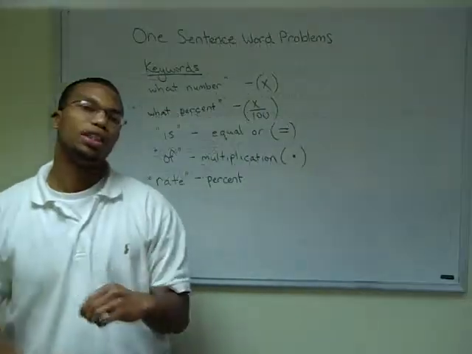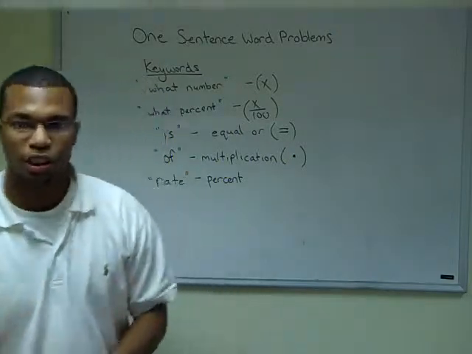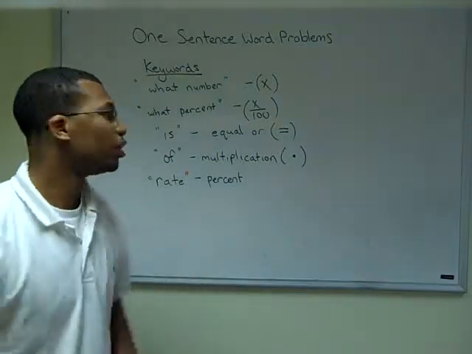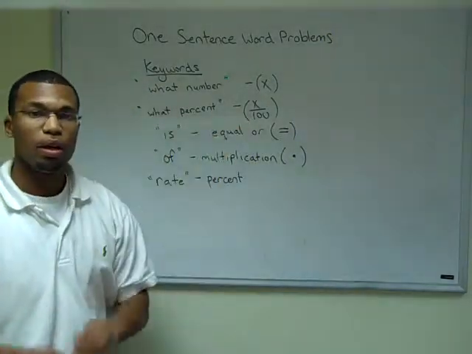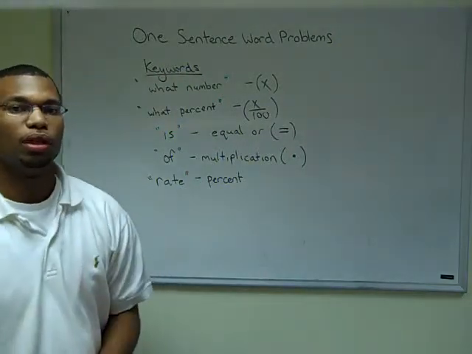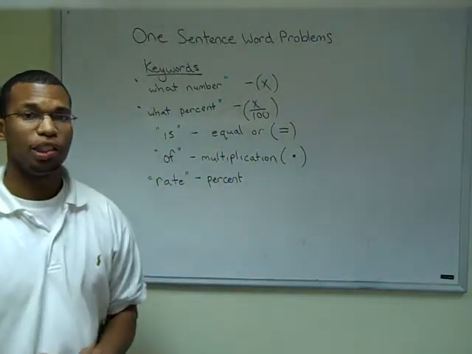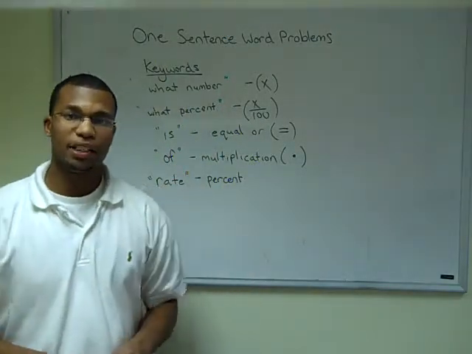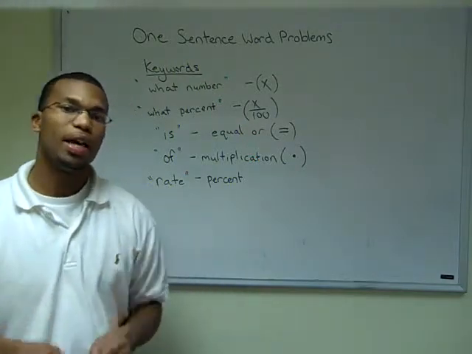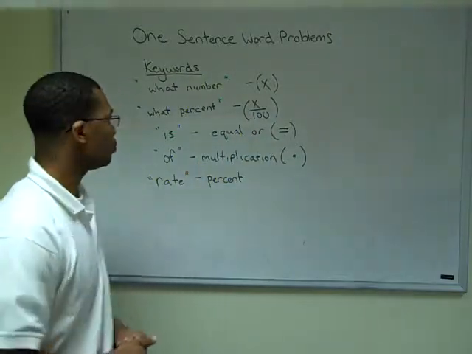Once we get to those one sentence word problems, I want you to be able to recognize some keywords that you will see throughout the course of this lesson. So those keywords are what number. What number implies that we have a missing element or a missing variable, usually indicated by the letter X. What percent indicates that we are missing some type of percent. How we would indicate what percent, we will put X over 100.